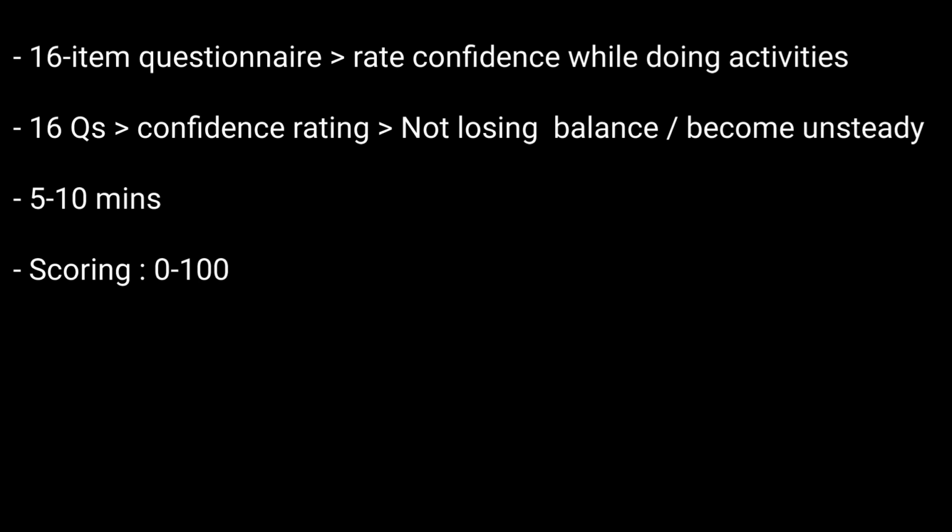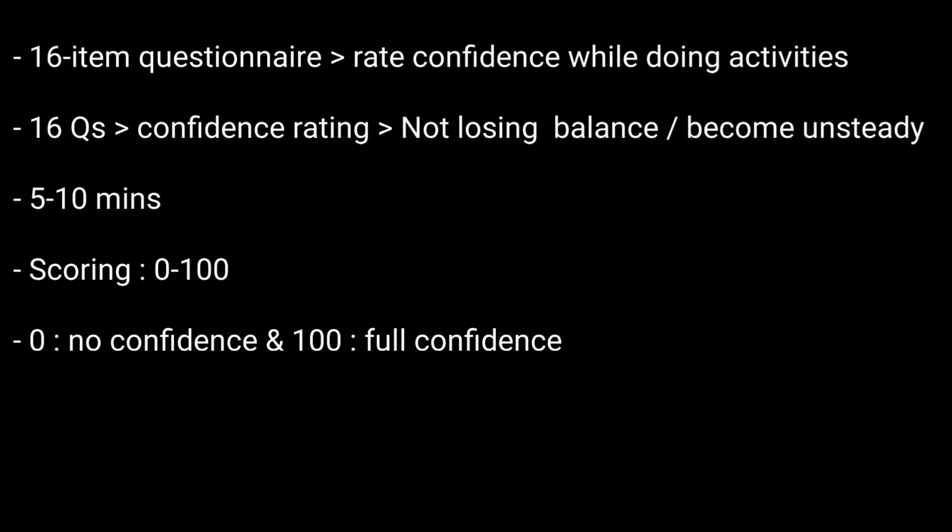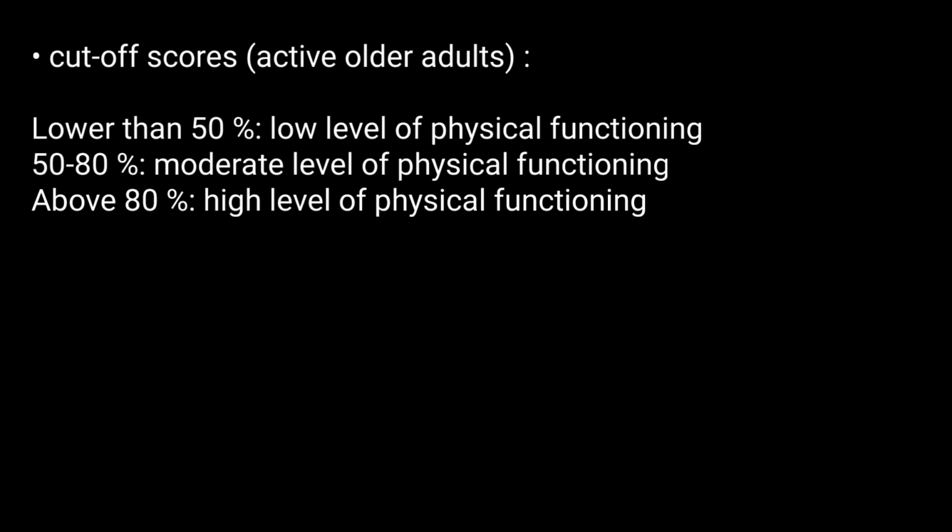And the scoring range is from 0 to 100. That is, 0 means no confidence, and 100 means full confidence. The following cutoff scores are given to define the level of functioning among active older adults. This was all.